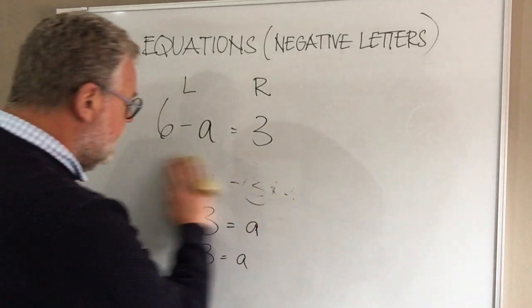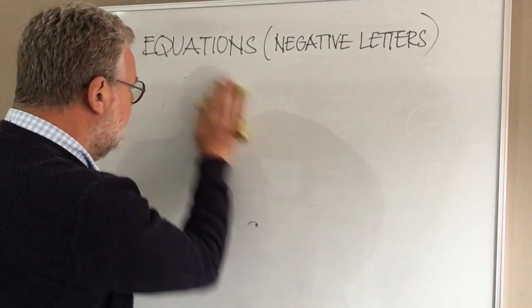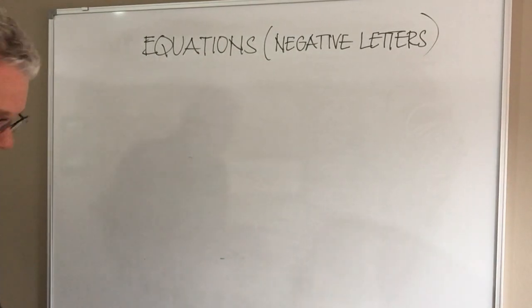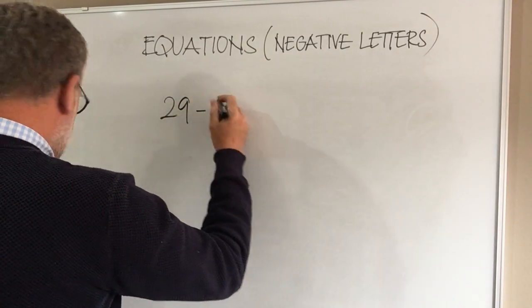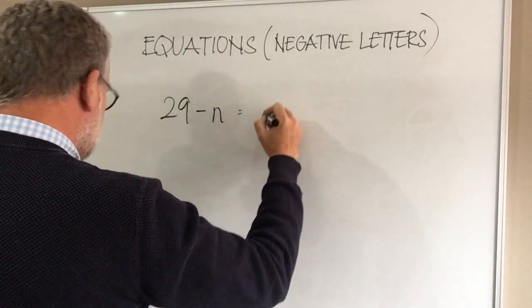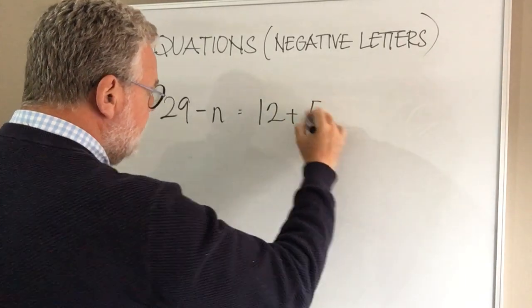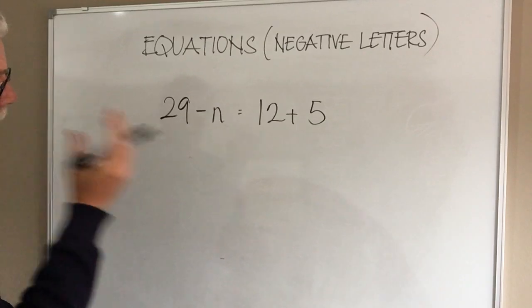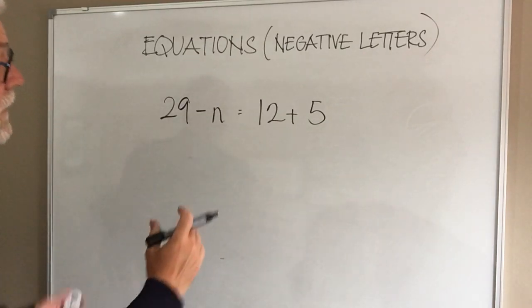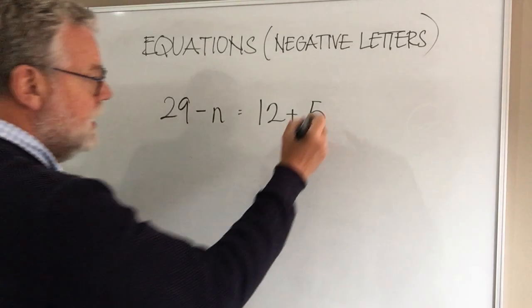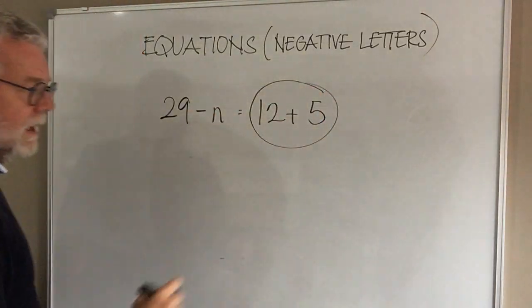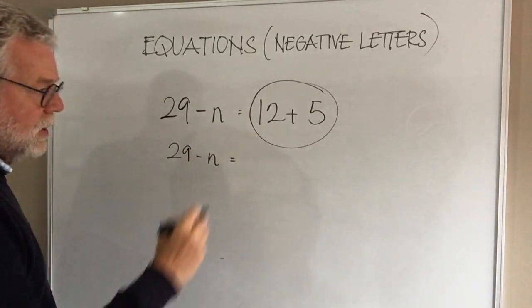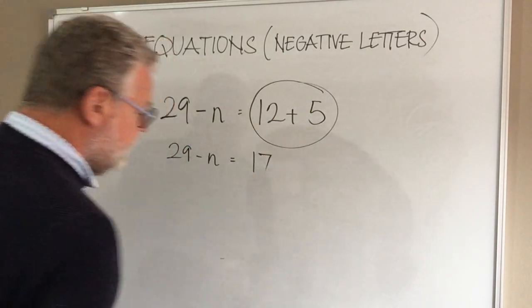Let's look at one other variation on this type of sum. So we've got 29 minus n equals 12 plus 5. Now, what I'm inclined to do here is to look at this and think, can I do something first of all before I need even to start thinking about the inverse operation? And yes, I can. Look, I can do that little calculation. So 29 minus n equals 12 plus 5, which is 17.